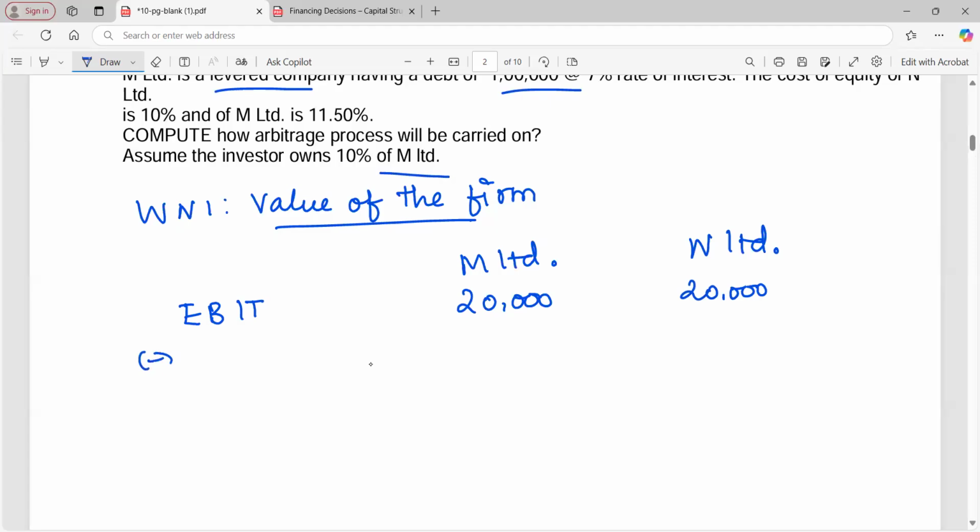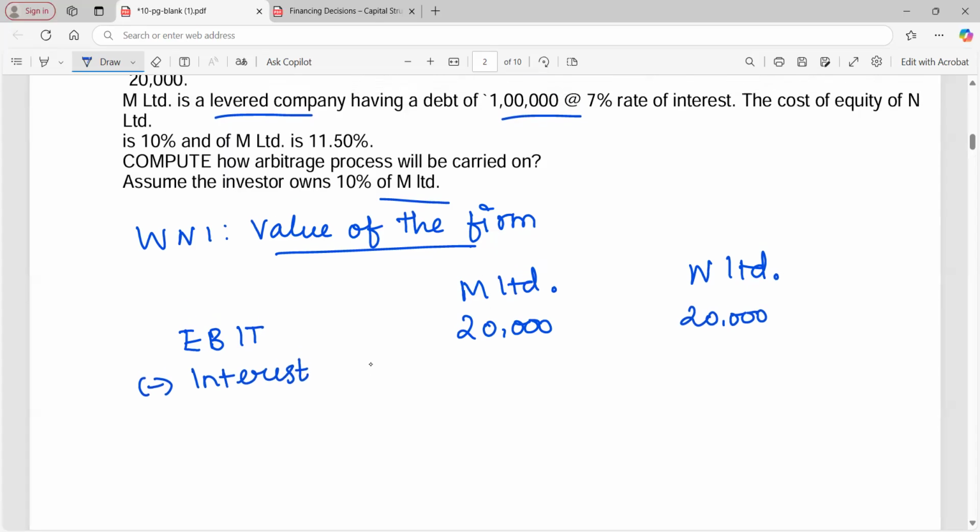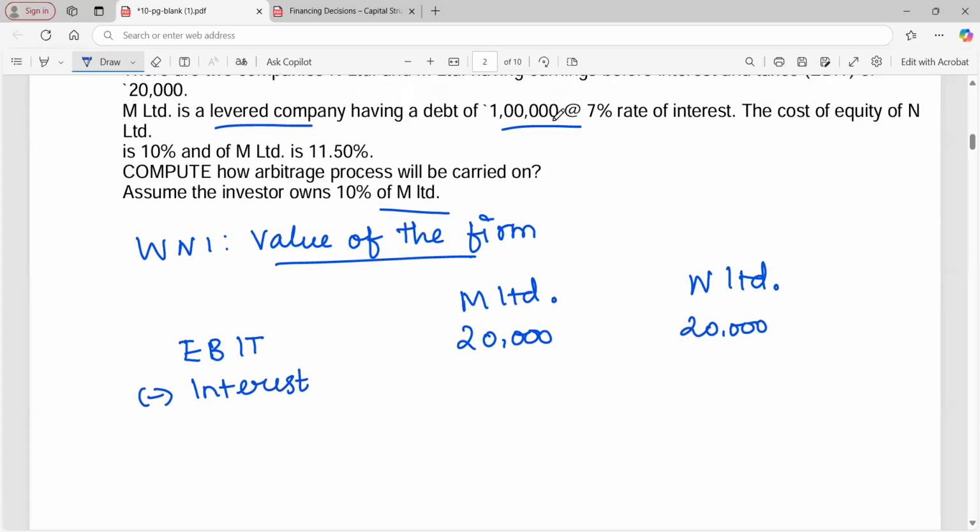EBIT minus interest will give us EBT. What is the interest paid by M Limited? M Limited has a debt of 1 lakh on which they have to pay 7% interest. So the interest paid by M Limited will be 7,000 rupees. For N Limited, no interest is applicable because N Limited is an unlevered company. They do not have any debt in their capital structure.